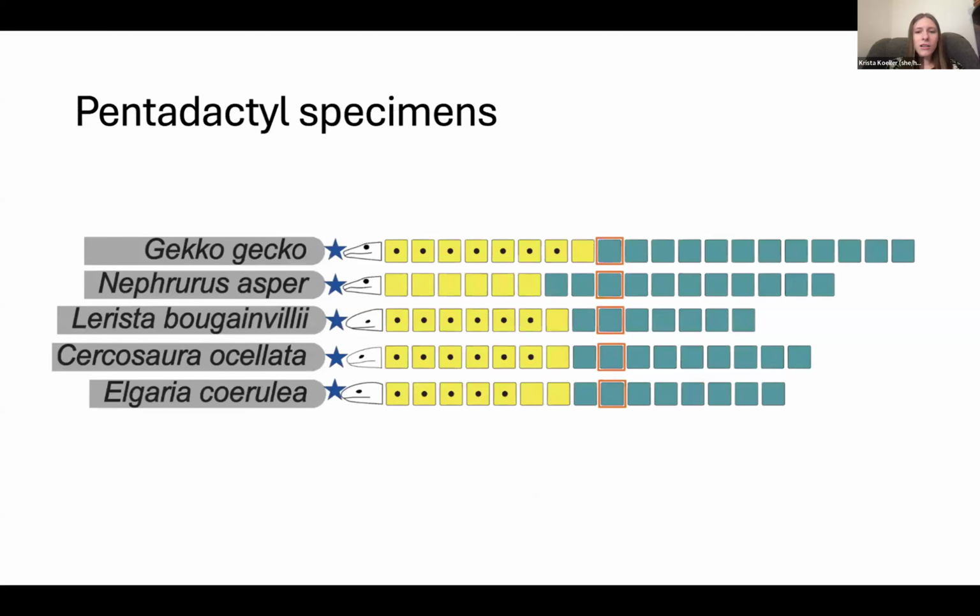I also want to highlight the pentadactyl specimens. So all of these pentadactyl specimens, they have their pectoral girdle in one place. Their pectoral girdle is at the 9th vertebra, which means there are 8 neck vertebrae in your typical lizard, which is what we expect. But if you look at the hypopophyses, so the dots, there's some variation, and it doesn't perfectly correspond with the position of the pectoral girdle.